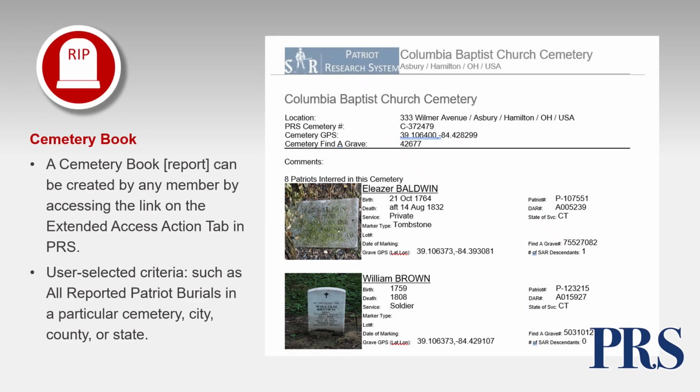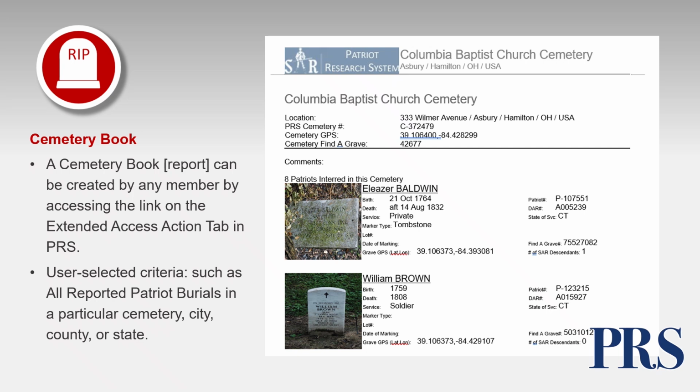As a member logged into SAR.org, you have the ability to generate a cemetery book using the data in the PRS. The book, which is generated in Microsoft Word format, can be filtered by state, county, or by town. You can even generate it for a particular cemetery. It gives you an entry for each Patriot shown to be buried there in the PRS databases. It also generates a name index. This is a great report to run when planning a cemetery trip or for a chapter project.